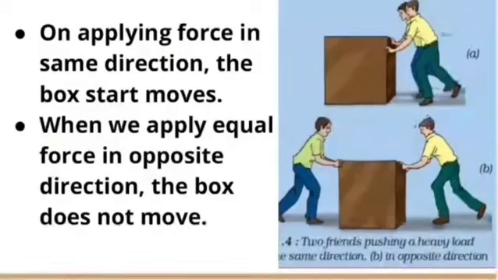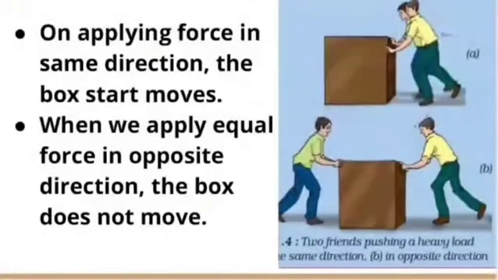So in this case, when the force is equal and acts in opposite direction, the box does not move. 10 Newton force is applied from the right direction and 10 Newton force is applied from the left direction, means forces are equal but directions are opposite. So the box does not move. The box will not move because forces are equal and they act in opposite direction.